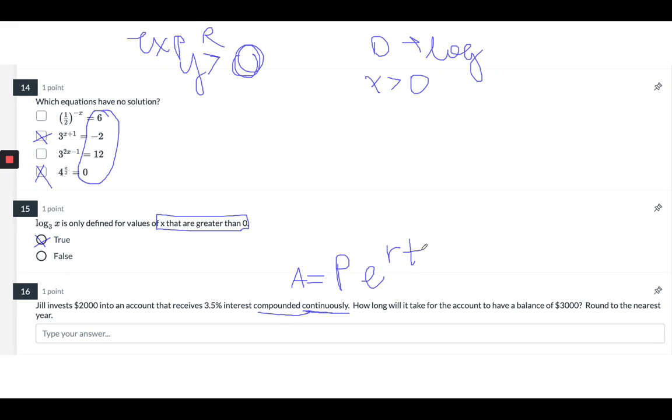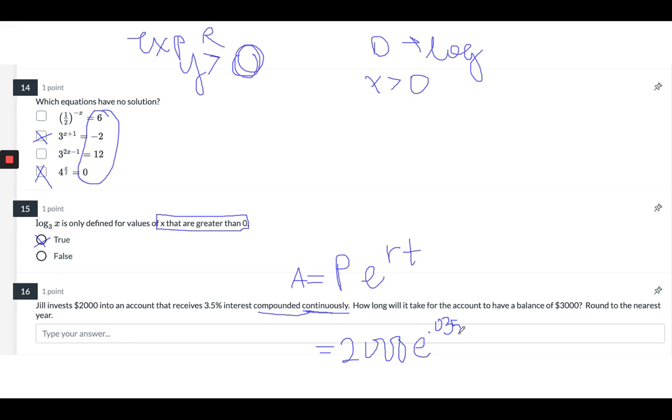How long will it take for the account to have a balance of $3,000? So we're going to plug in what we know and solve for the variable. So 2,000 is what she starts with. That is the principal. That is P. All right. E is a number, so that's going to stay in our equation. The interest rate, R, is 3.5%. But remember, when we put this into our equation, we turn that percent into a decimal.